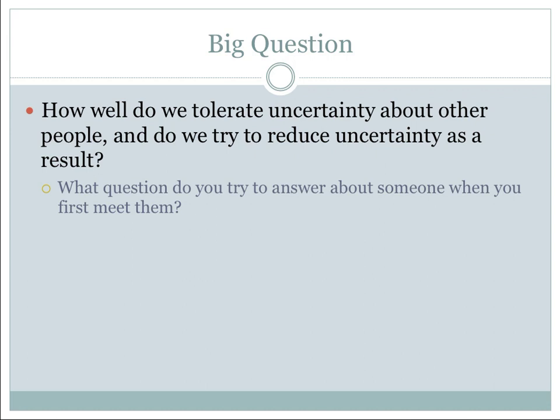Some of the ways that we do it, we can think about what question we first try and answer about somebody when we first meet them. Some of those questions might be something like, what kind of work does this person do? How do they know the person whose house this is? Who might we know in common? What part of town are they from? Or in the case of college students, what dorm do they live in?